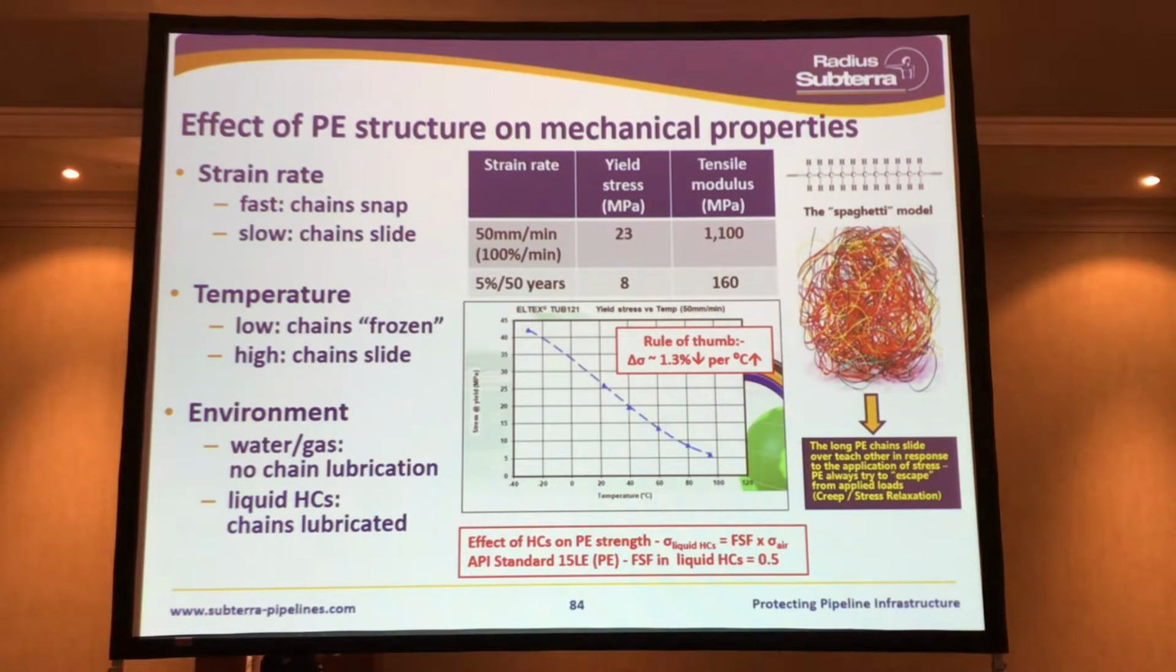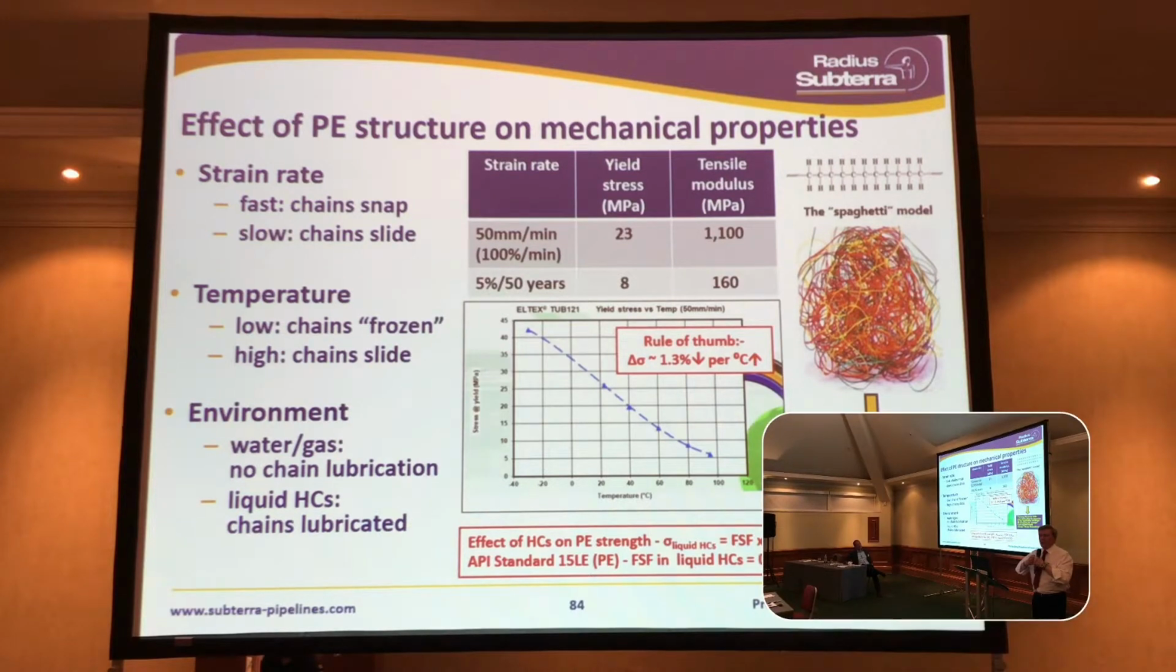So for example, strain rate. At high strain rates, the chains aren't able to do anything other than strain and stretch until they snap, and you get one characteristic strength. But if you do a long-term test like Derek was describing, you would obtain a lower strength. This is why you have a long-term design value of 8 megapascals.